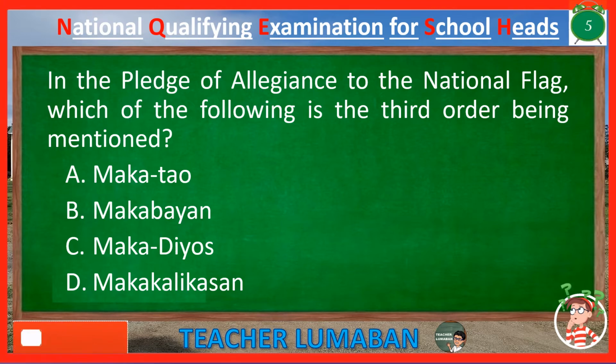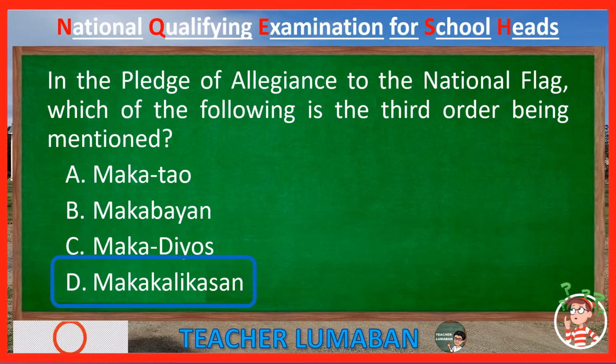5, 4, 3, 2, 1. The correct answer is letter D, Maka-kalikasan. In the Pledge of Allegiance to the National Flag, the third order being mentioned is Maka-kalikasan.